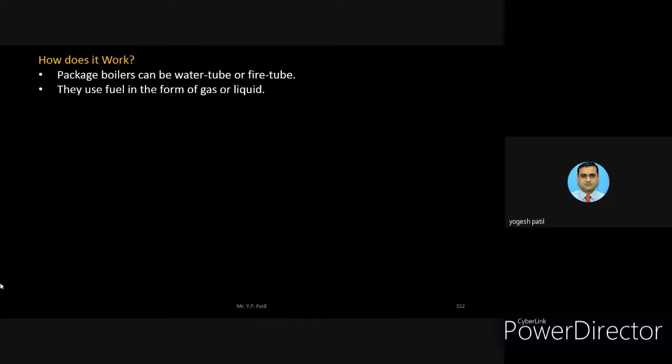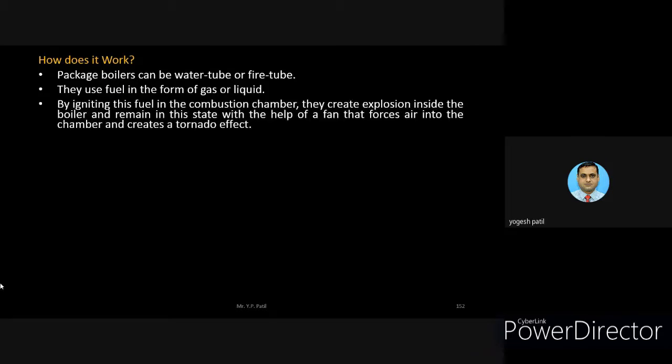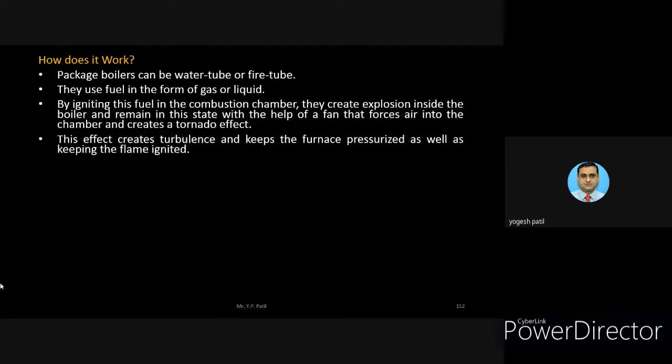Now we are well aware. They use fuel in the form of gas or liquid. This fuel may be different types of fluid, maybe in the form of gas, liquid, solid. By igniting this fuel in the combustion chamber, they create explosion inside the boiler and remain in this state with the help of a fan that forces air into the chamber and creates a tornado effect. This effect creates turbulence and keeps the furnace pressurized, as well as keeping the flame ignited.